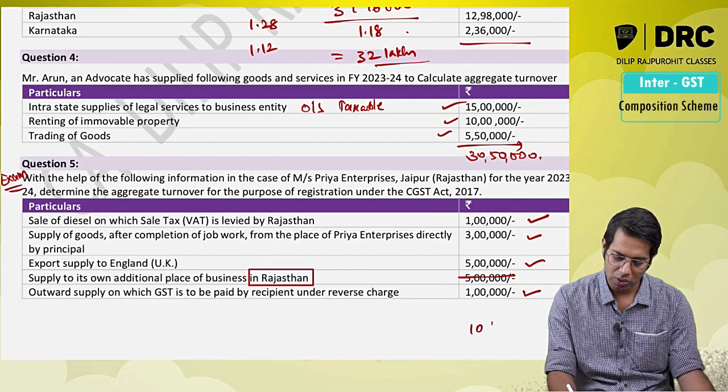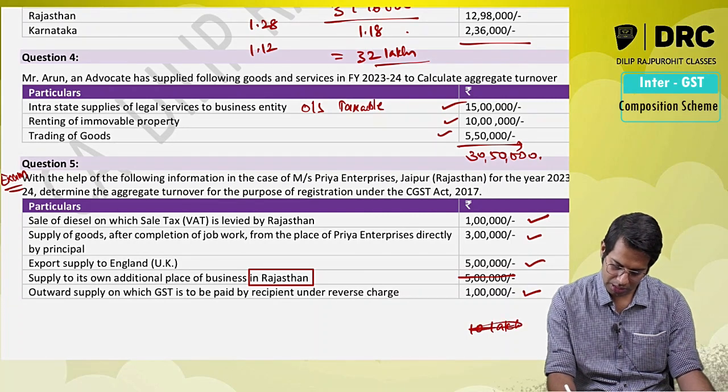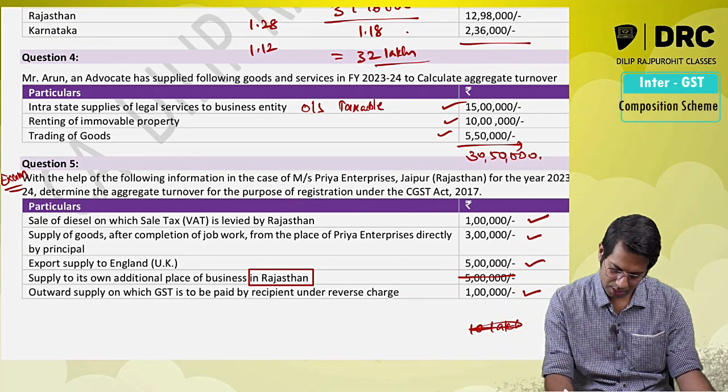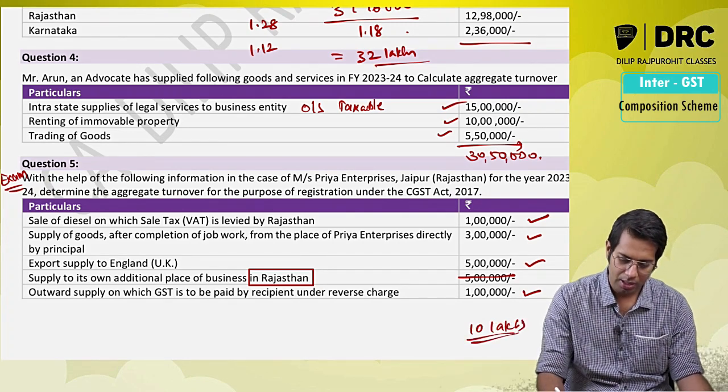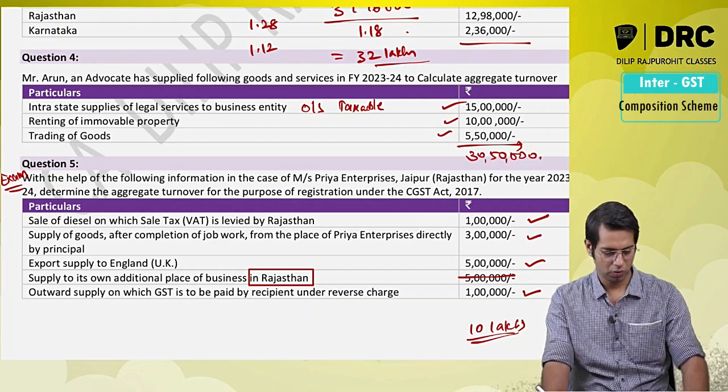So the total comes to 10 lakh rupees. The total comes to how much, sir? 10 lakh rupees.